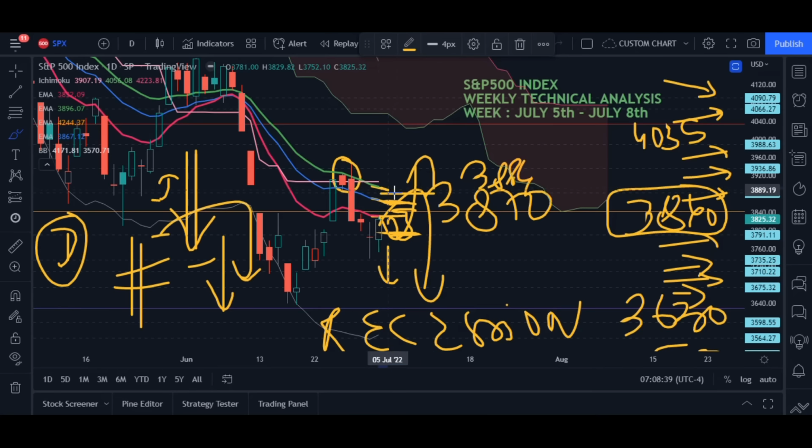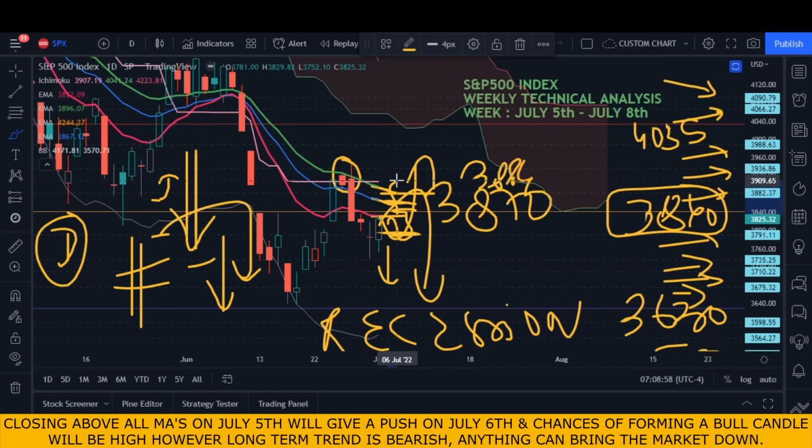Then comes our resistance level, then comes another moving average. This means that there are multiple hurdles. But again I repeat, if for some reason on Tuesday the market is able to close above all of the moving averages, then for sure the market will see a bull movement on Wednesday also, that will be 6th of July.